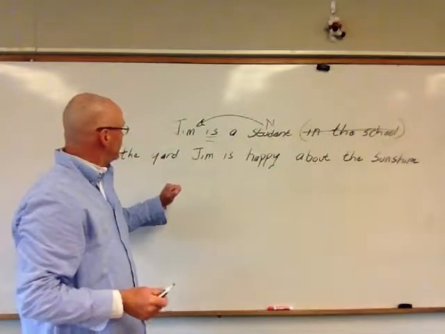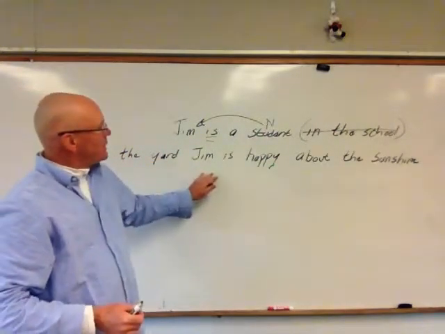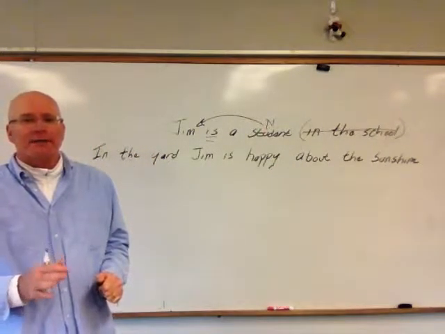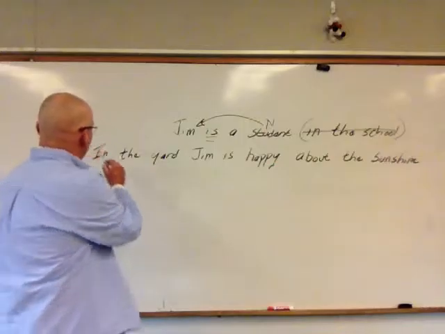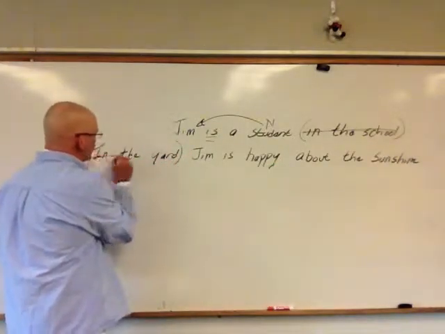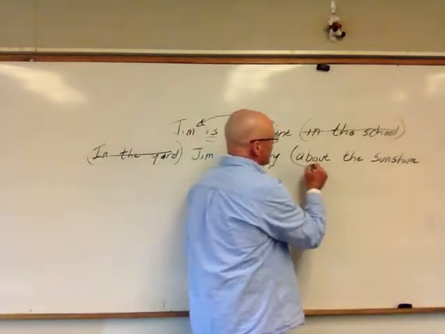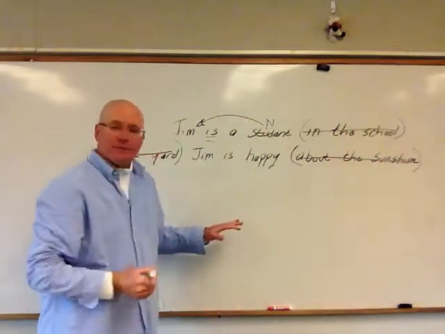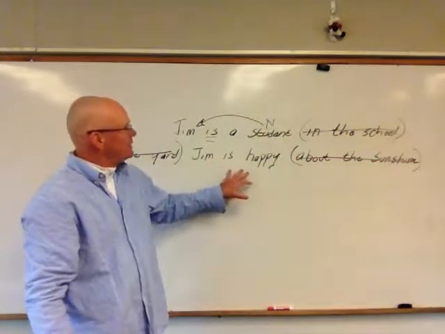Here's the second example. In the yard, Jim is happy about the sunshine. Step number 1, we're going to isolate the prepositional phrases. In the yard is one of them, we'll cross it out. About the sunshine is another one, and we'll cross that one out. That leaves us with the basic sentence, Jim is happy.